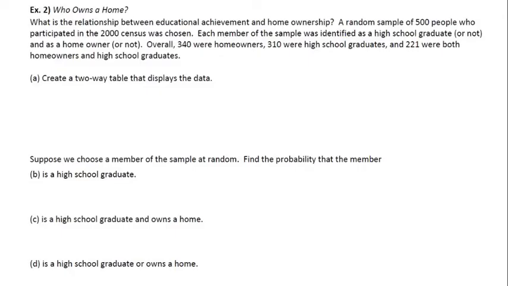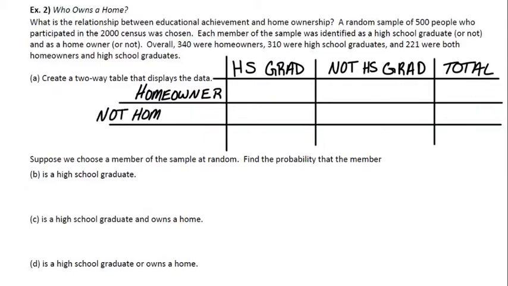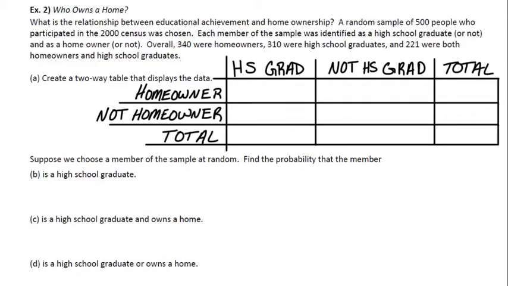So we can start by comparing high school grads to not high school grads, and then we can have a total column, versus homeowner and not homeowner, and then we can have a total underneath each column. So our column variable, we'll use high school grad and not a high school grad, and then our row variable here, we'll use homeowner versus not homeowner. Okay, so we know we have a total of 500 people in the sample, so that would be our table total. So everything when we get done should add up to 500.